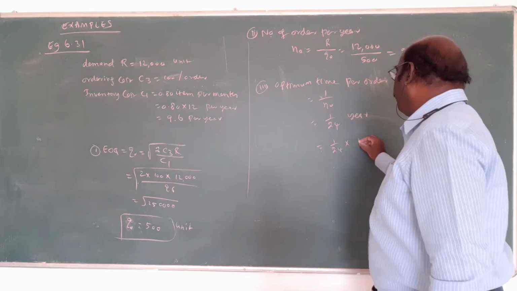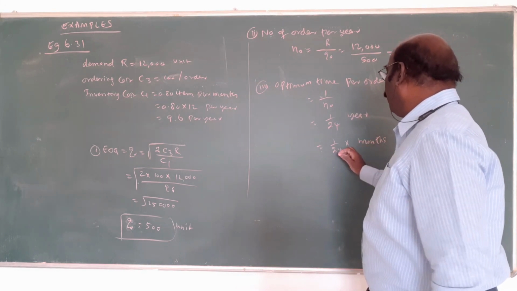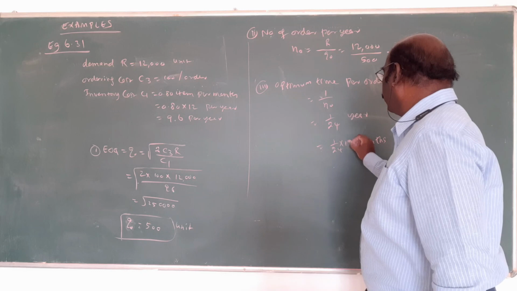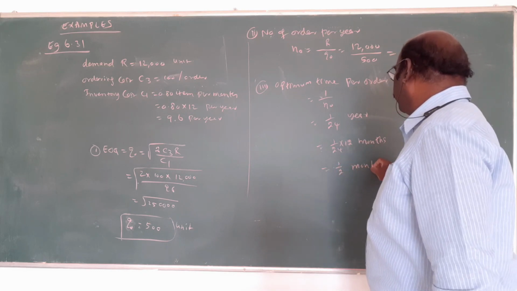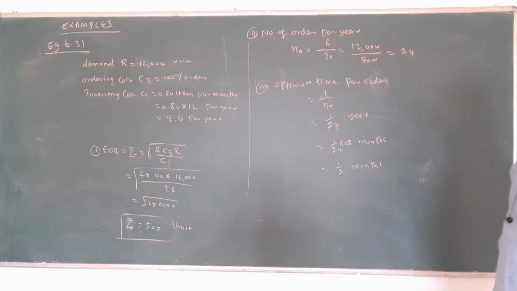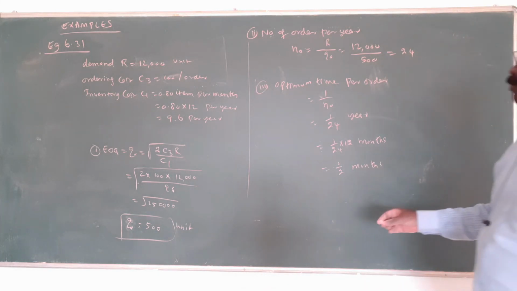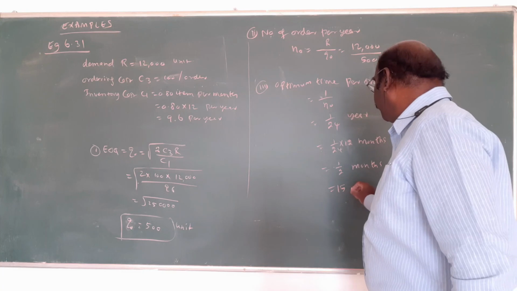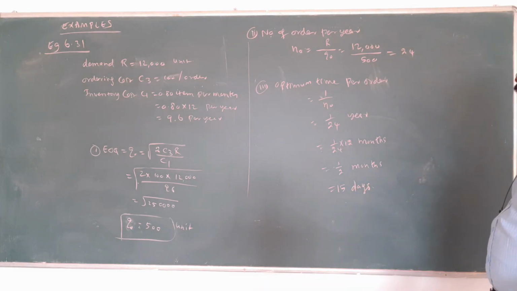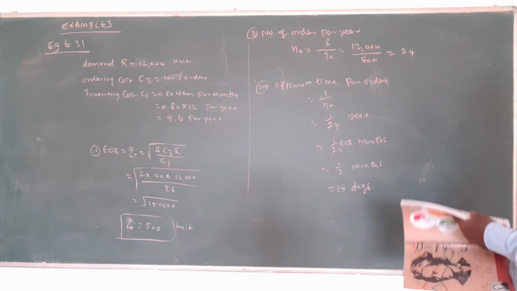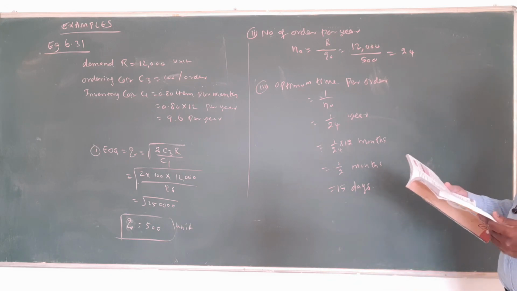The year is covered monthly, so multiply by 12. That is 1 by 2 months. Half a month is what? 15 days. That is the answer. Actually, per month is 30 days, so half a month is 15 days. That is the answer.